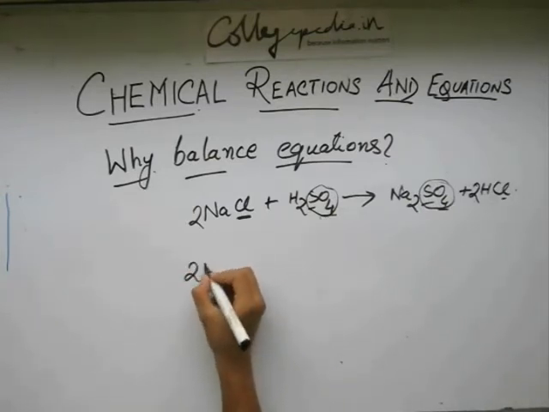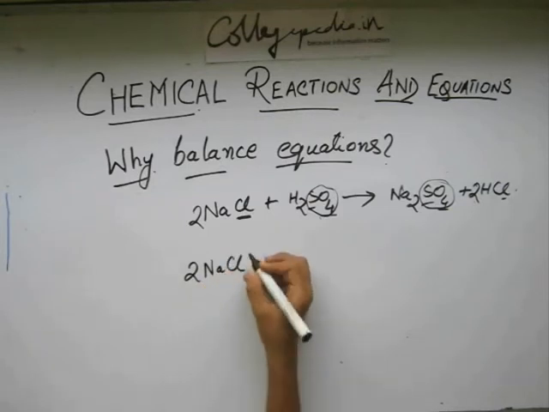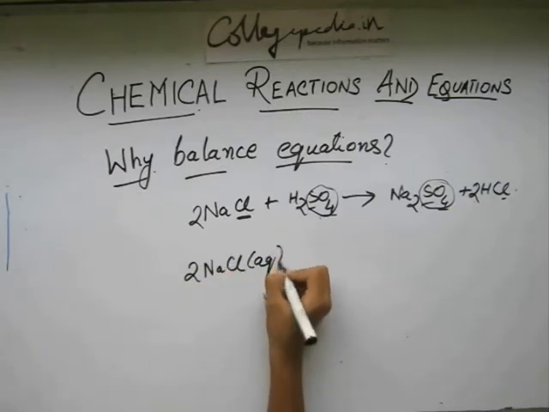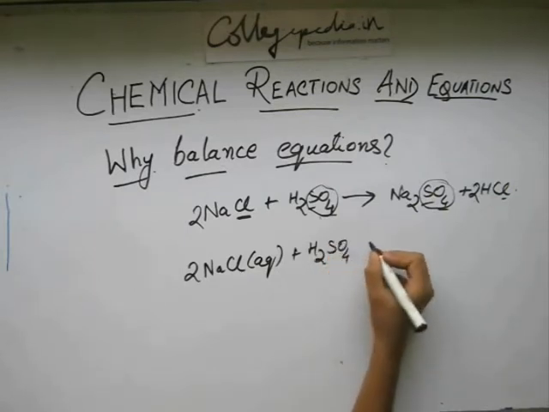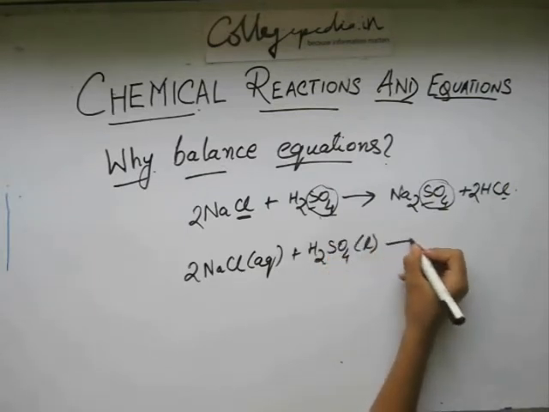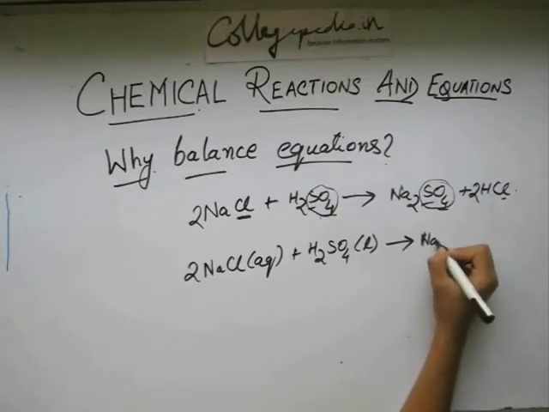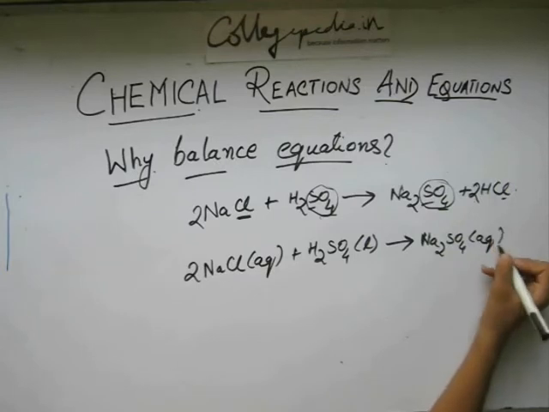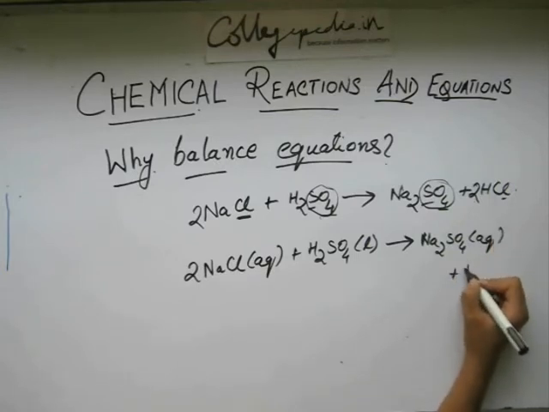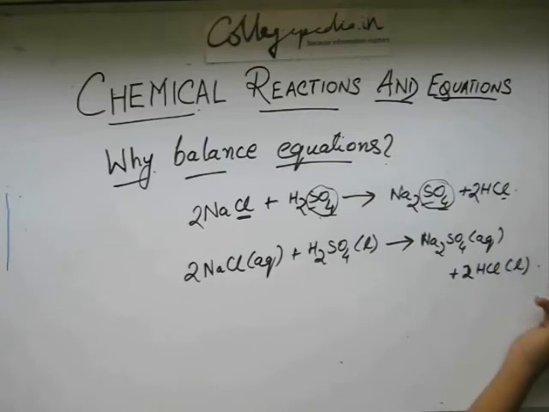So the reaction will be 2 NaCl in aqueous form plus H2SO4 in liquid form will give Na2SO4 aqueous and 2 HCl in liquid. So this is the balanced reaction.